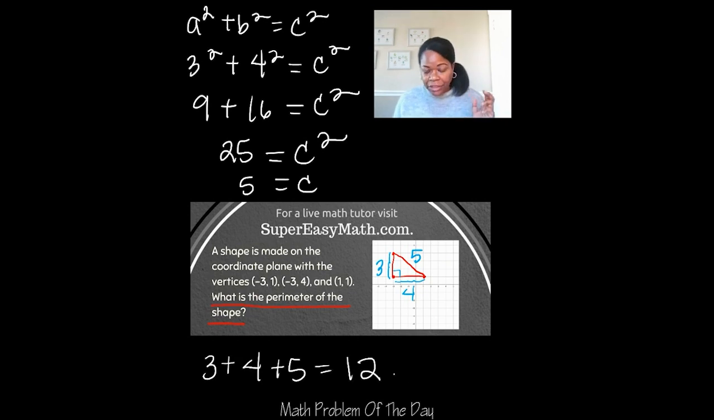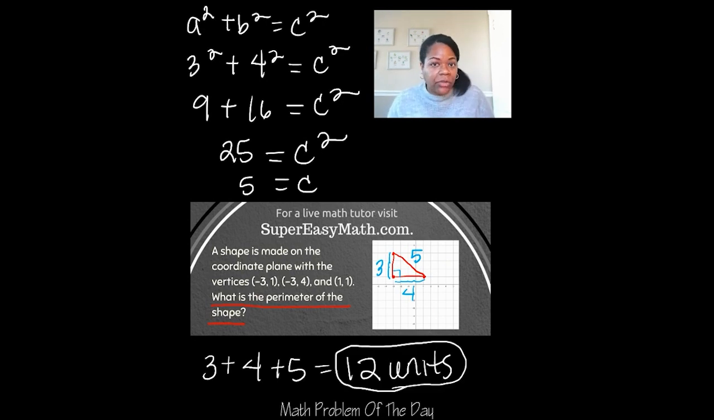Also, they didn't give us any units here. They didn't tell us this was inches or meters or anything like that. We're on the coordinate plane, so typically you don't deal with measurements in that way. But because I'm talking about perimeter, I do want to at least acknowledge that this would be some type of unit. So I'll just call it 12 units. So the answer to today's math problem of the day is 12 units.